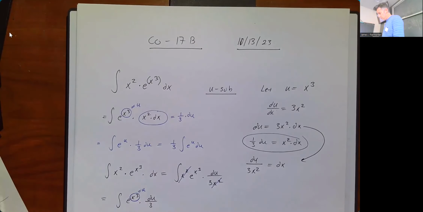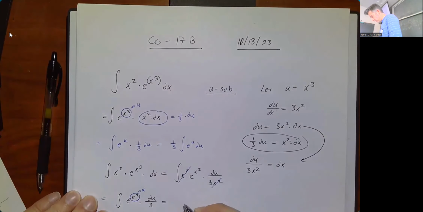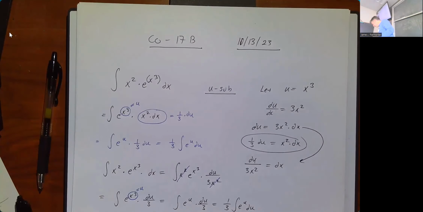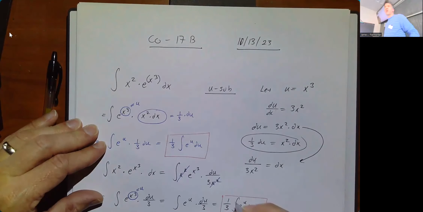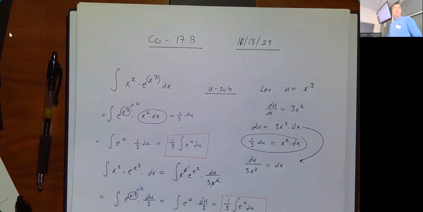So this is really equal to the integral of e to the u times du over 3, or as I would prefer to write, 1/3 times the integral of e to the u du. Notice that either way I slice it, I still end up at the same integral, 1/3 integral of e to the u du.